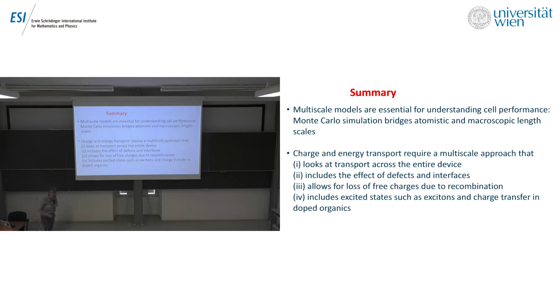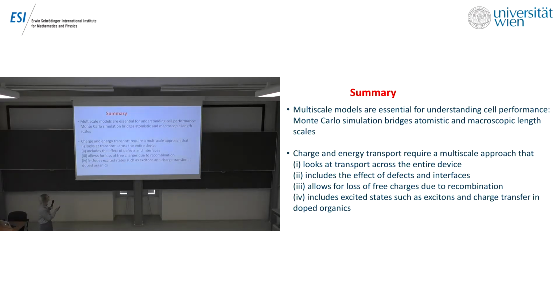So, summary. I would argue that a multiscale model gives you a whole different perspective on modeling, on life in general, and in particular for understanding how cell performance is related to atomistic theories. Because by bridging the length scales, we can look at charge transport across the device, but we can also understand the effects of defects and interfaces, and we're heading down the grain boundary route here in terms of future work.